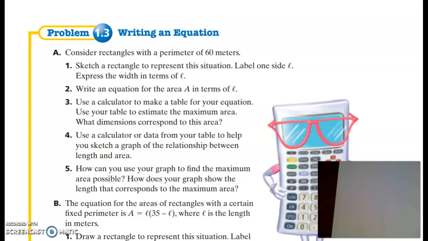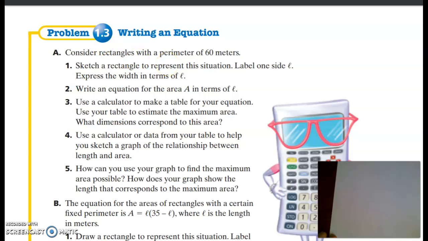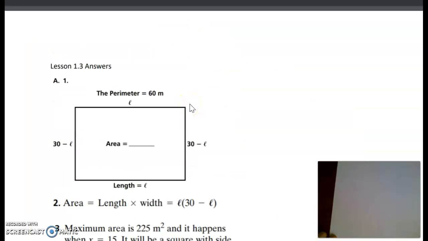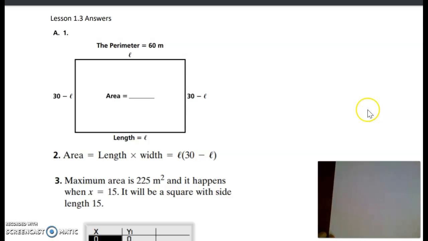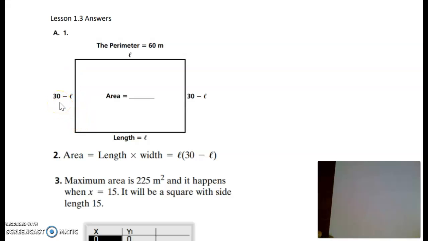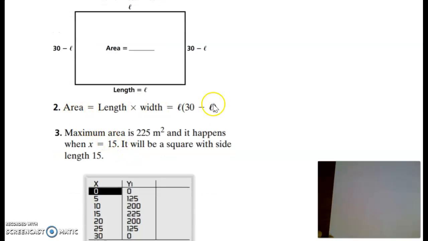All right, now that you did lesson 1.3, refresher problem A, all the answers were posted for you. It says it has a rectangle with a perimeter of 60, and when you figured out what the dimensions were, you can see it measures the length by, not W for width, but using 30 minus the length. And you can see what the area looks like as well.